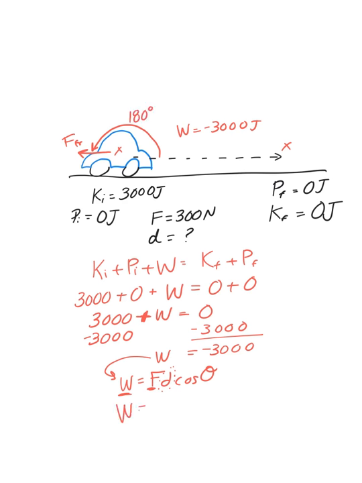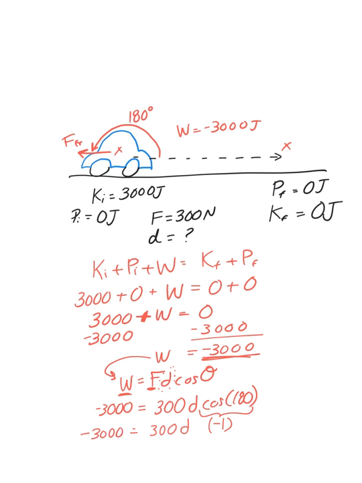So work is equal to our force, which was 300, our distance, we don't know, cosine of 180 degrees. Don't be weirded out by that. Just throw it in your calculator. Oops, I forgot to put the work in. We know from here the work is negative 3,000. So cosine of 180 degrees, if you just put it in your calculator, is negative 1. So we got 300 times d times negative 1 is equal to negative 3,000.